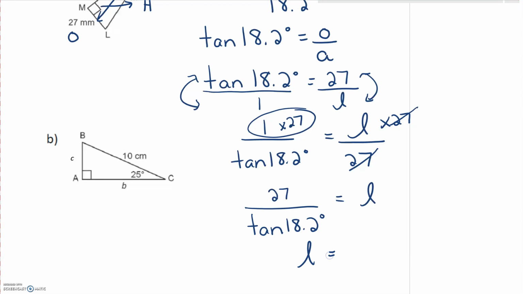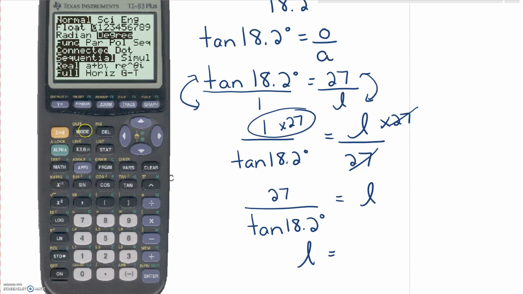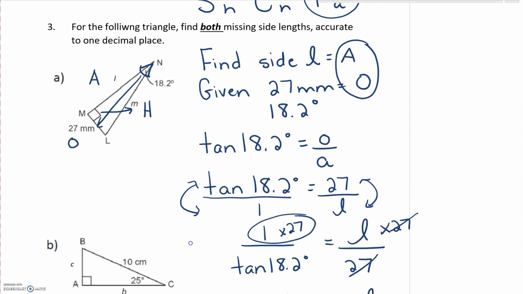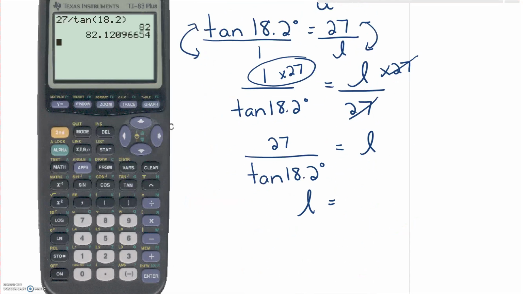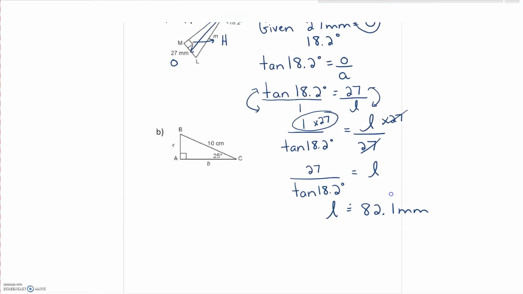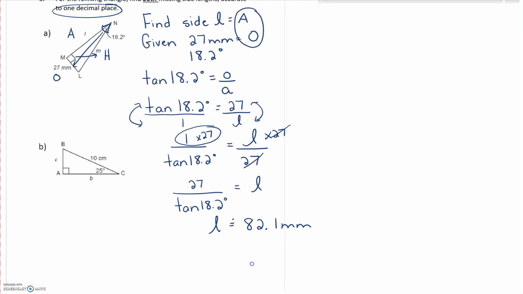Remember that I kept my float as 0. So I got 82. If I put my mode float back to float, I press enter, I get a lot of decimals. So if I need to round this to the nearest decimal, 1 decimal place, that means that I have to make sure that I keep the 82.1, not 82.2, 82.1, and we have units, so it's millimeters in this problem. So I found L, and now I have to go ahead and find M.